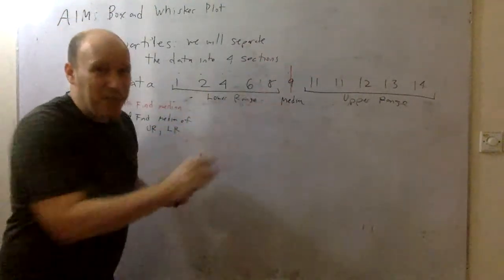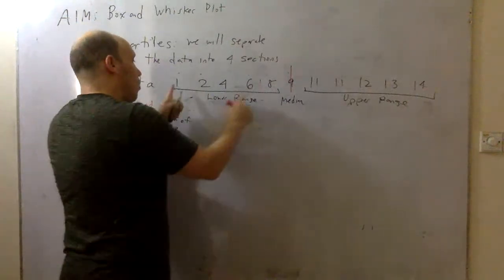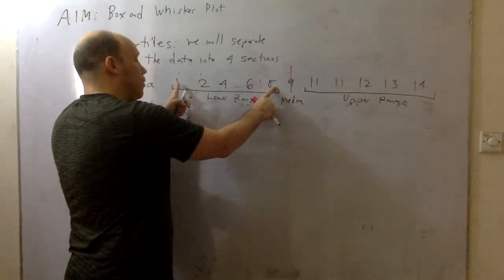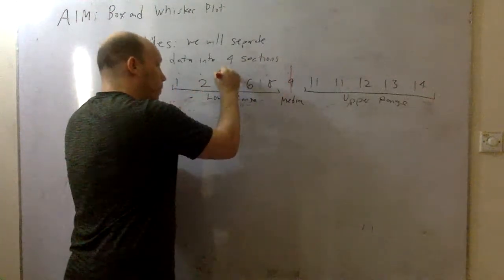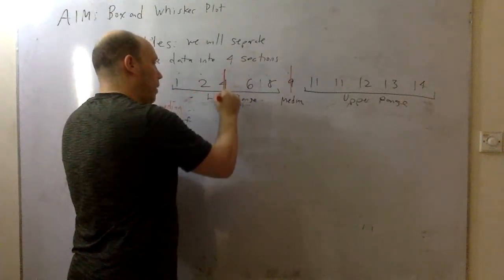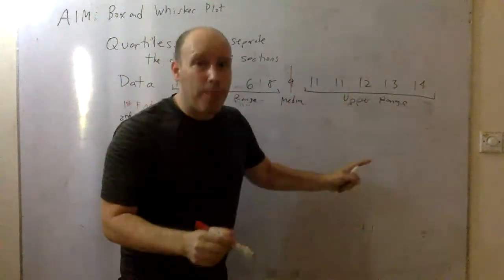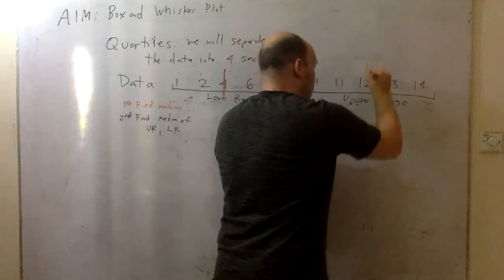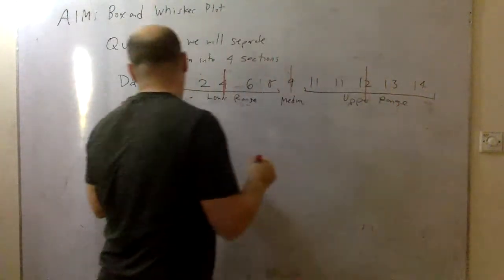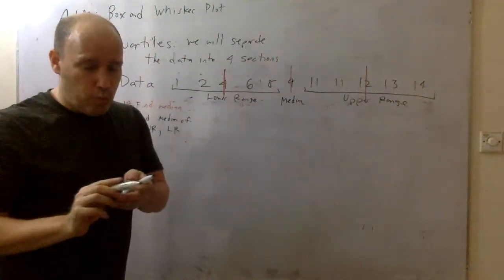So I made it easy. We have 5 pieces of data. So lower, smallest, biggest, here's the middle. And then let's find the median of the upper range. 11, 14, 11, 13, 12.